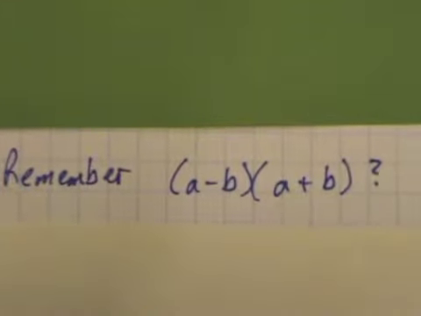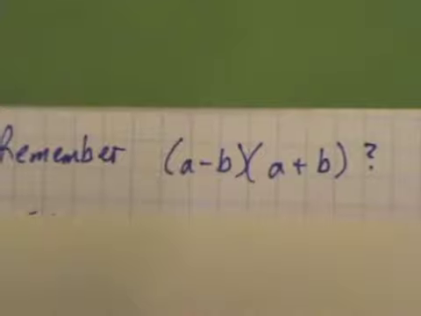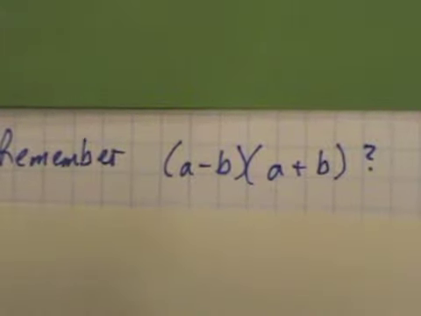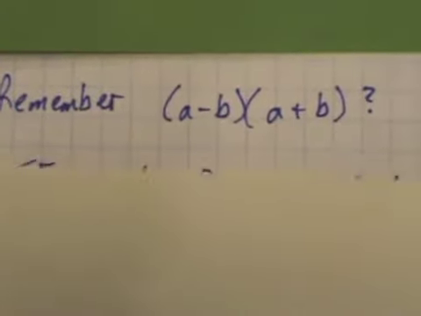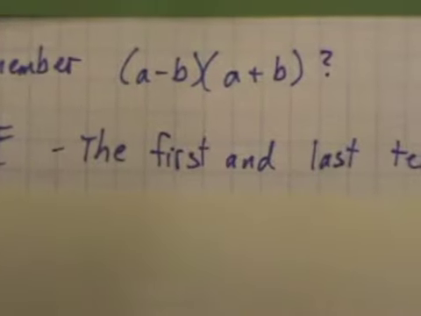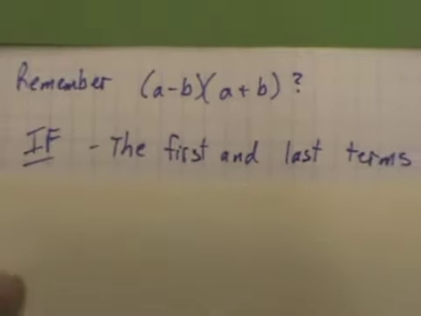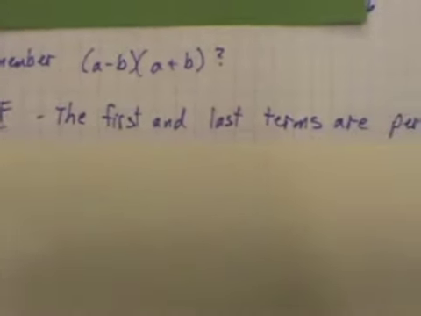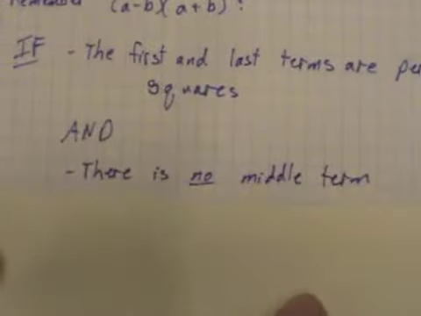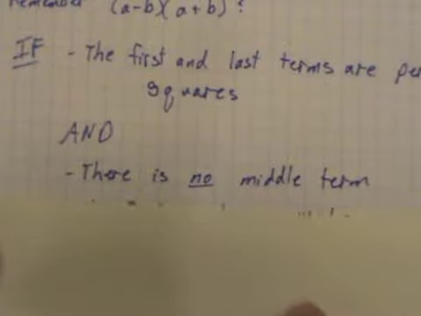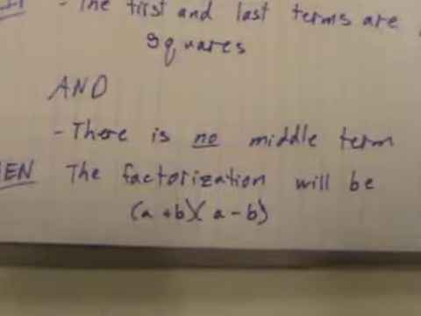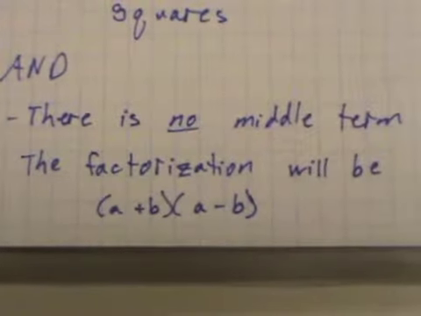Okay, one more shortcut. This one's not nearly as complicated to figure out. We did some work with a plus b and a minus b in the last section. And now again, we're going from the polynomial to the factoring. So here's what you need to look for. If the first and last terms are perfect squares and there is no middle term, then the factorization will be a plus b, a minus b.